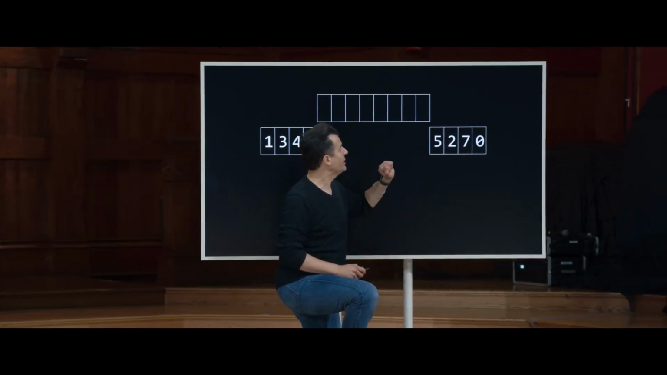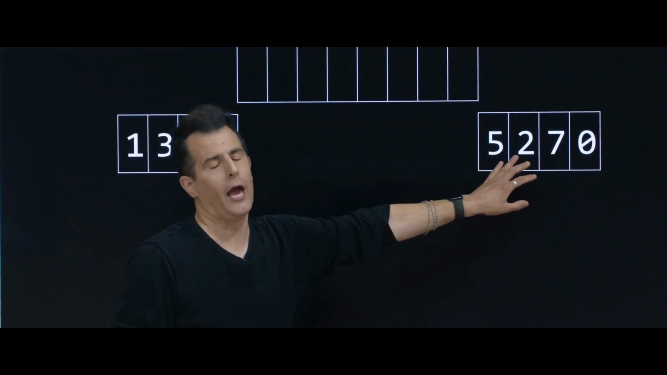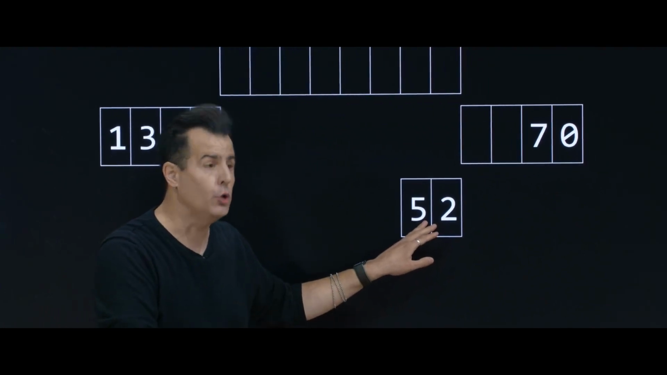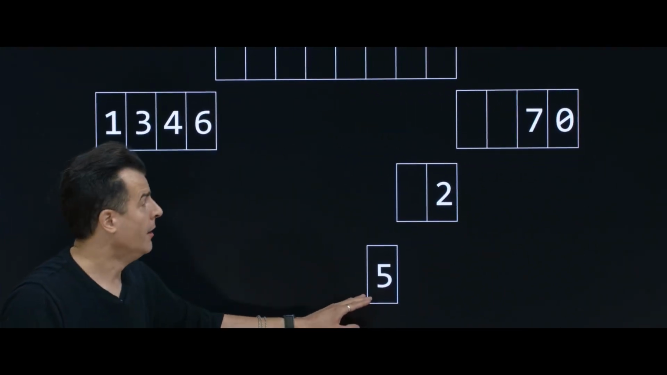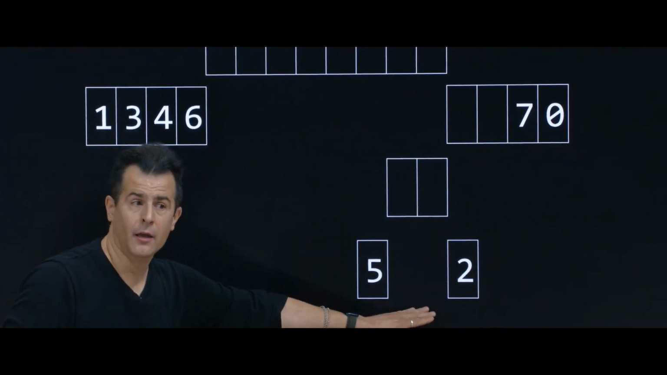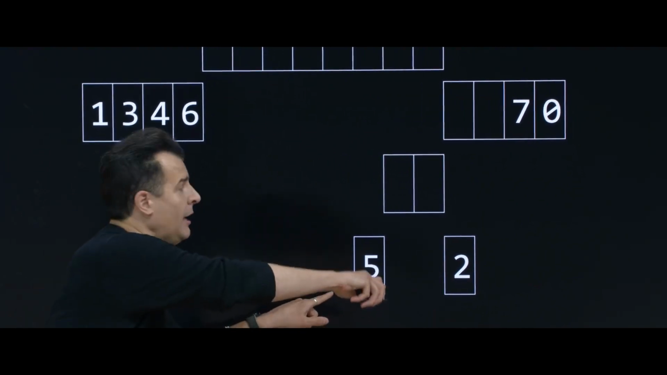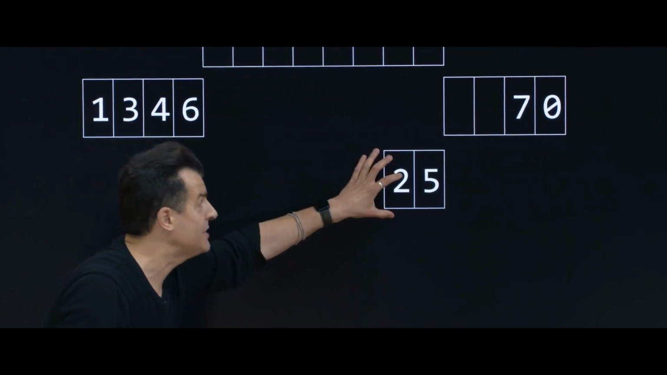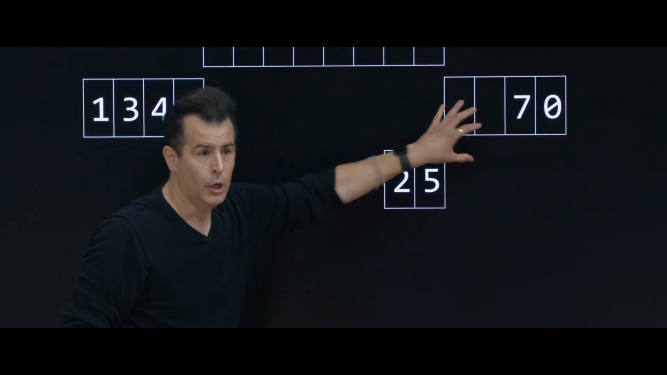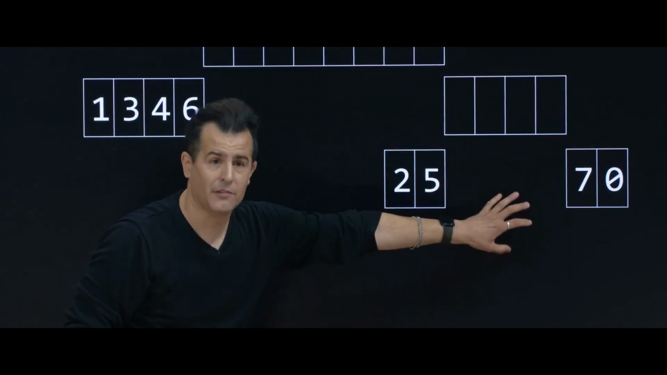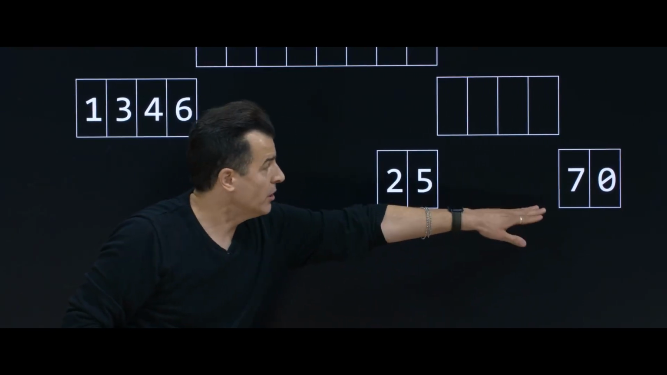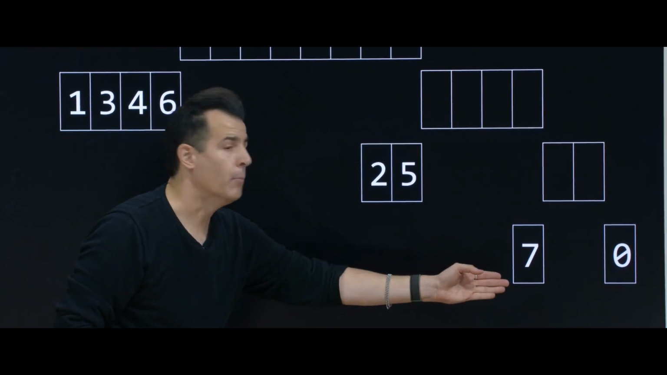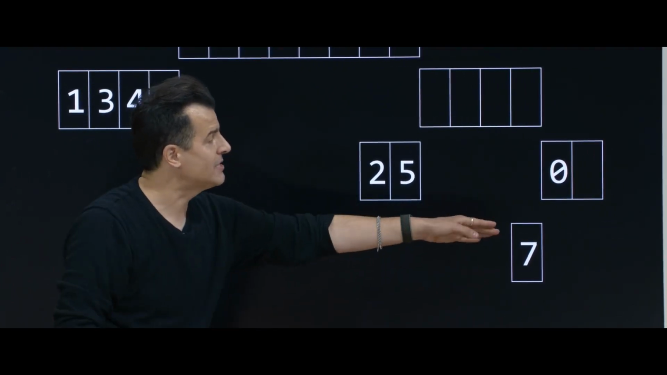So I'm borrowing some extra memory here, and now I've got an array of size 4. How do I sort an array of size 4? Sort the left half. All right, how do I sort an array of size 2? Sort the left half. Done. Sort the right half. Done. Now what? Merge the two together, and of course it's 2 and 5. Now what do I do? I've sorted the left half of the right half, so now I sort the right half of the right half. How do I sort a list of size 2? Well, sort the left half, done. Sort the right half, done. Merge them together, 0 and 7.